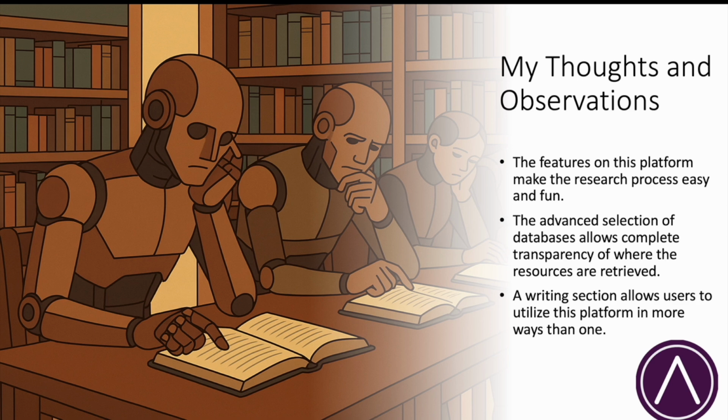The advanced selection of databases allows complete transparency of where the research is retrieved. An example was given where I was able to select PubMed and arXiv as core databases that we're searching in. This combats the artificial hallucination problem that happens in many AI research platforms. It allows us to identify the exact research databases to choose from.